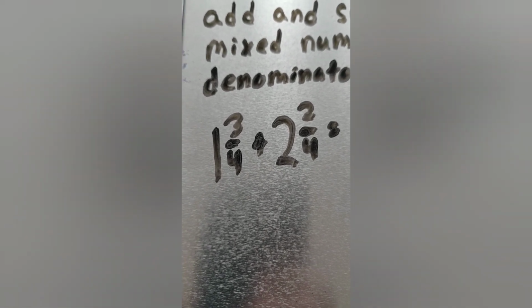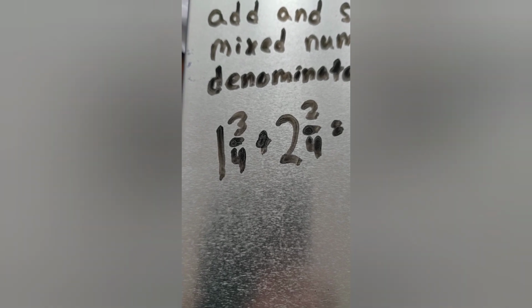Okay, next we're going to add the two mixed numbers 1 and 3/4 plus 2 and 2/4. I noticed the denominator in the fraction part of each of those mixed numbers is 4, so that means that each of our wholes is going to be broken into how many equal parts? 4 equal parts. And we could draw a number line starting with 0, going to one whole, breaking that into 4 equal parts.